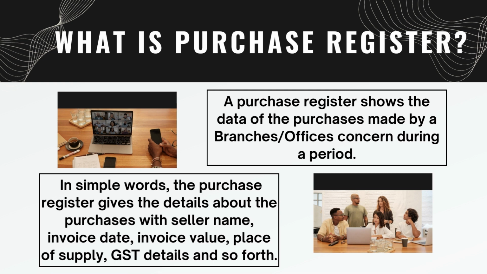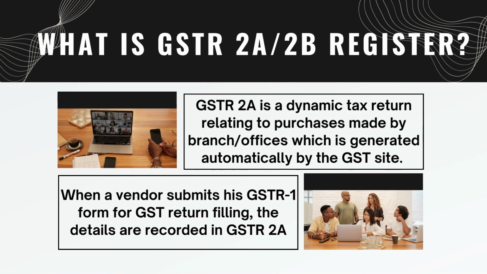Purchase register shows the data of purchases made by the branches or offices concerned during a period. In simple words, the purchase register gives the details about the purchases with the seller name, invoice date, invoice value, place of supply, GST details and so forth.